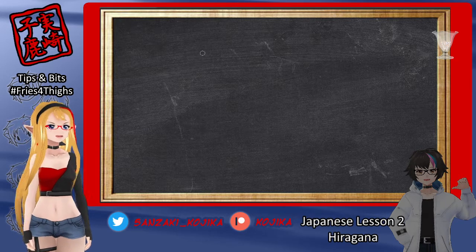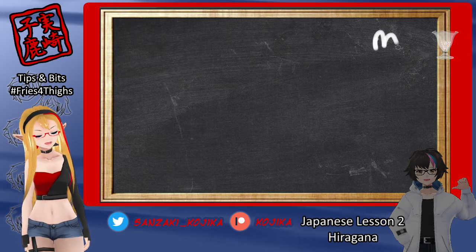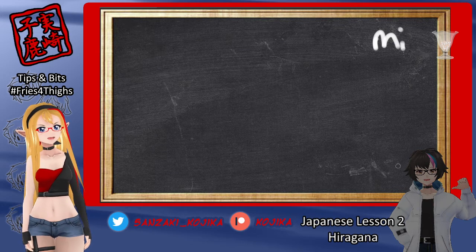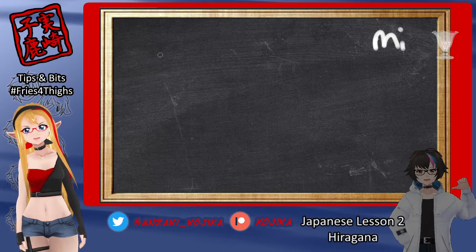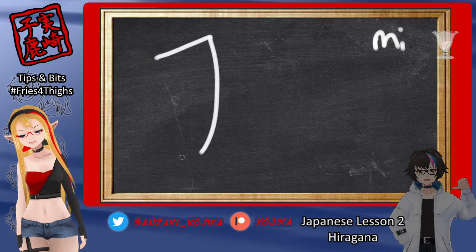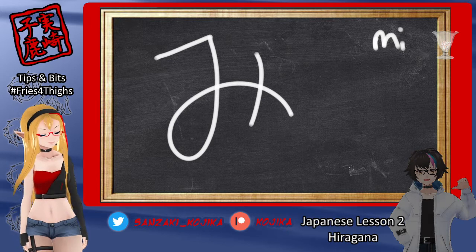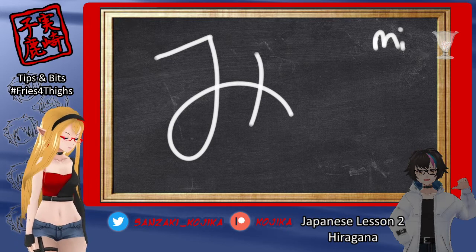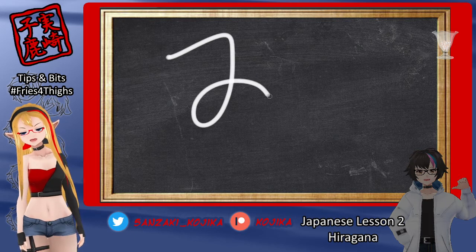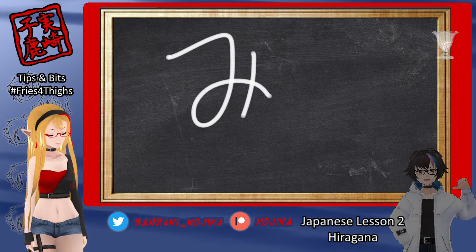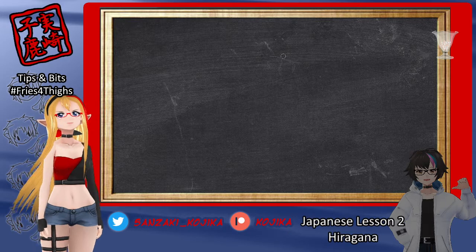Alright, we're going to go on to me. Me. Now remember, this is me as in mi, like your Mii for Wii or Nintendo. This one is actually only 2 strokes again, even though it looks more complicated. It's 1, 2. Me. 1, 2. Alright, Wong, you want to write your me?